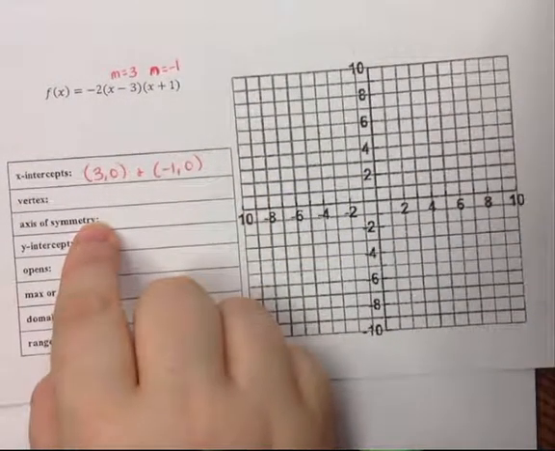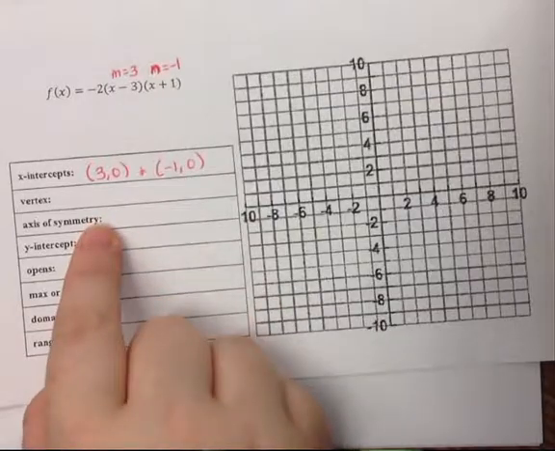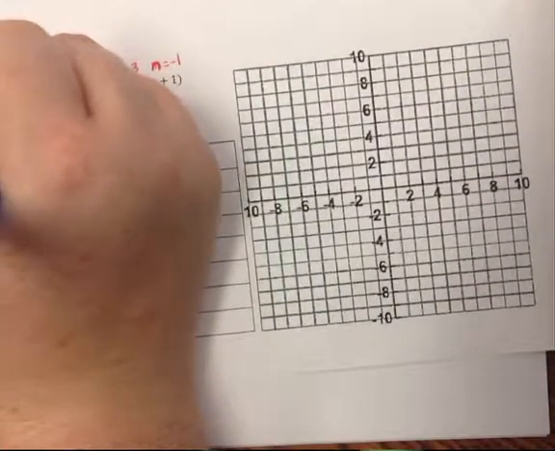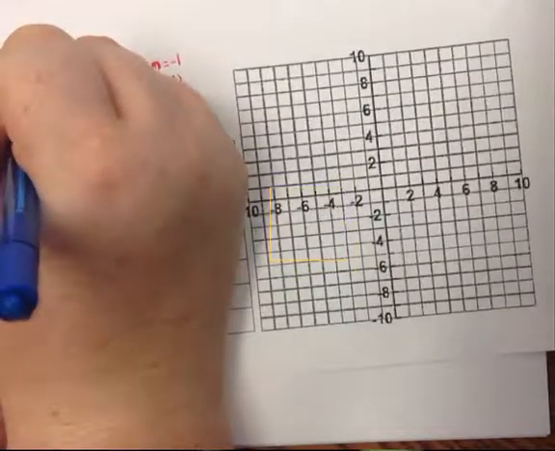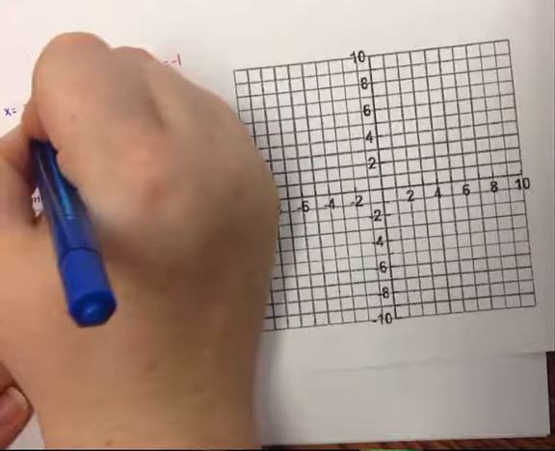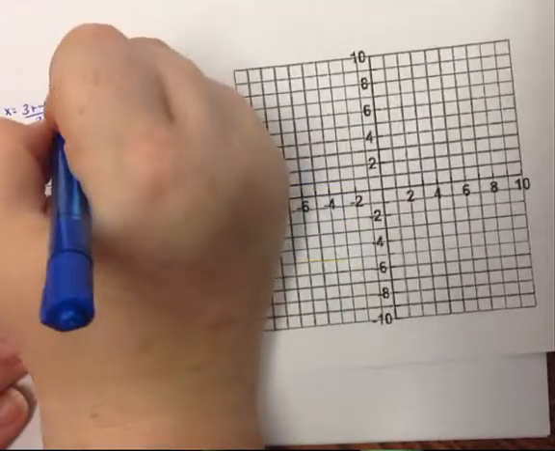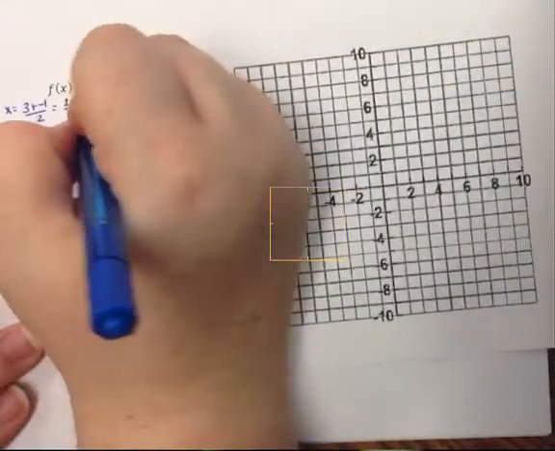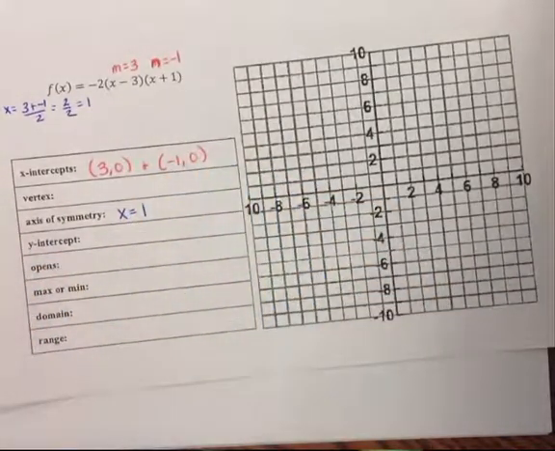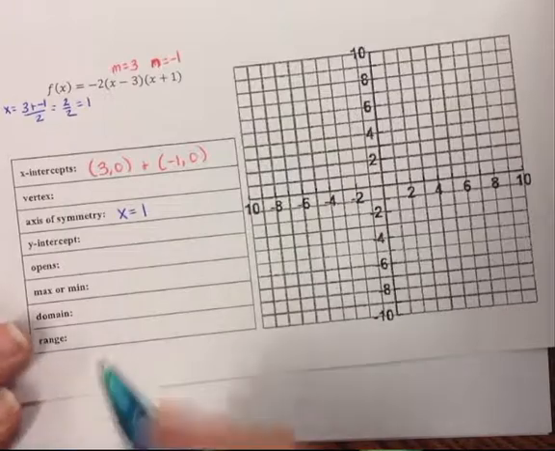Next up, I'm going to find the axis of symmetry so that I can actually find my vertex. So AOS, x equals 3 plus -1 divided by 2, which again, 3 plus -1 is 3 minus 1, so that's 2 divided by 2, which is equal to 1. So our axis of symmetry is x equals 1 again. It won't always equal 1, that was just a coincidence.